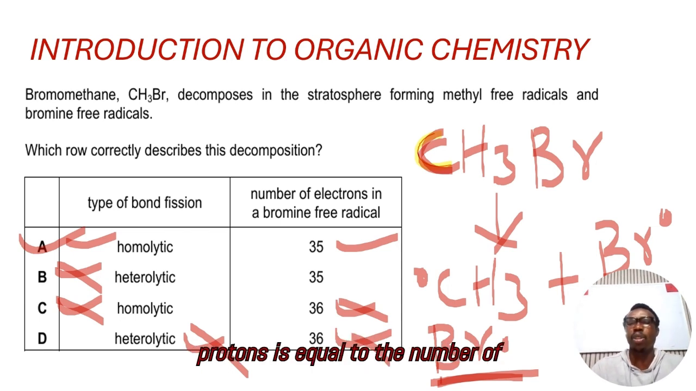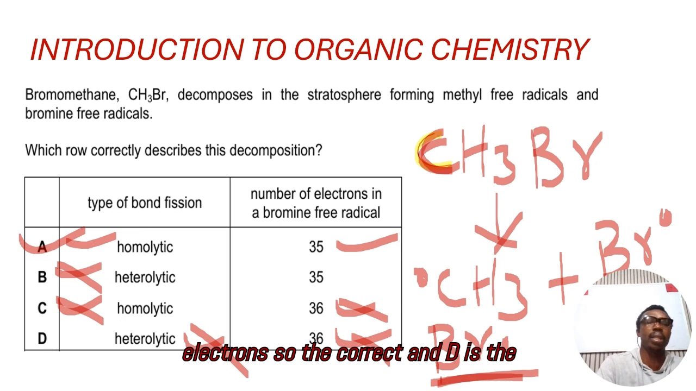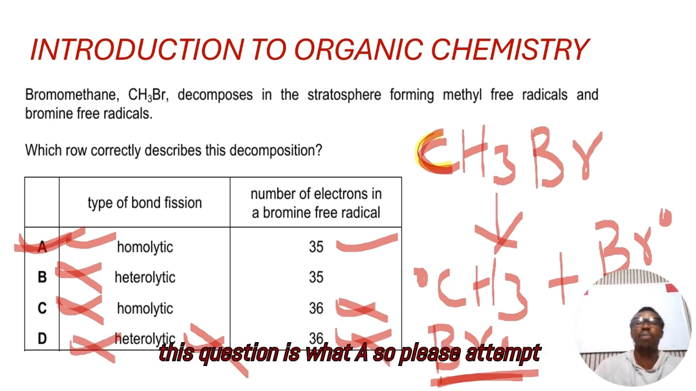Neutral. The number of protons is positive, the number of what? Electrons. So the correct, D is the wrong answer. So the correct answer to this question is what?